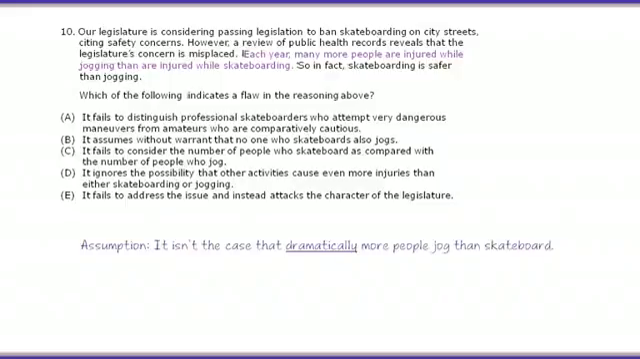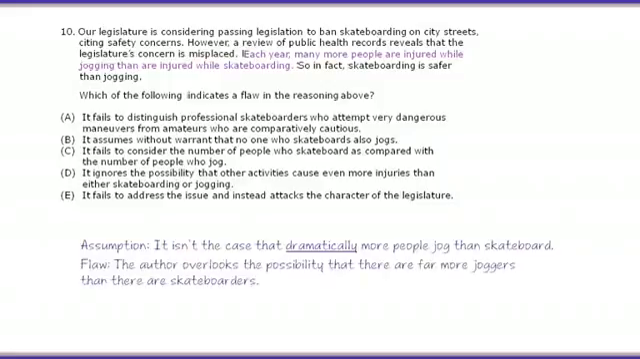After all, if you were just concerned with the number of injuries, you'd consider lions to be very safe pets. The argument is flawed because it ignores the probability that jogging is a vastly more popular activity than skateboarding. With that insight, evaluate the answer choices. Answer choice C describes the problem perfectly. C is the correct answer. But let's check out the other ones briefly.